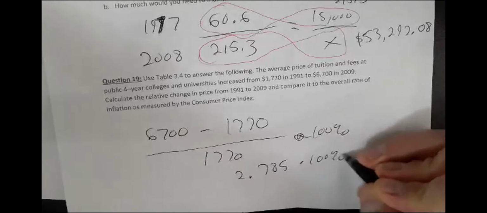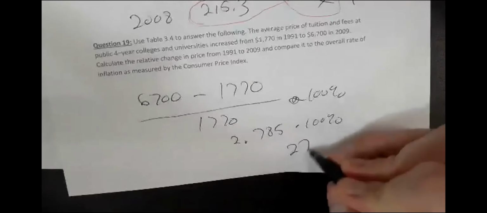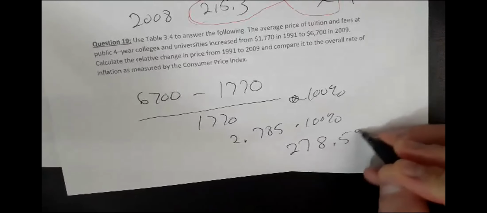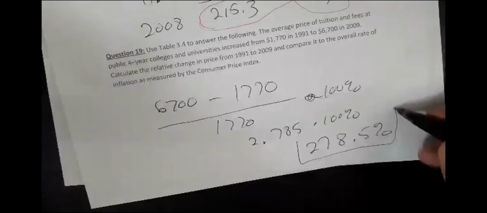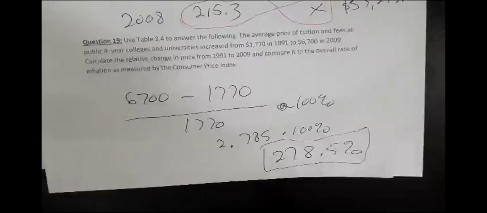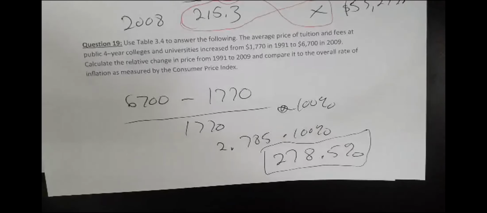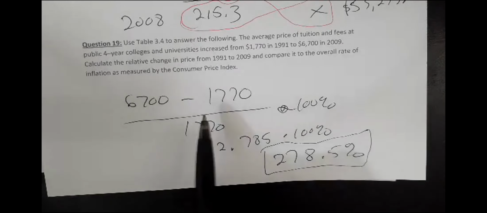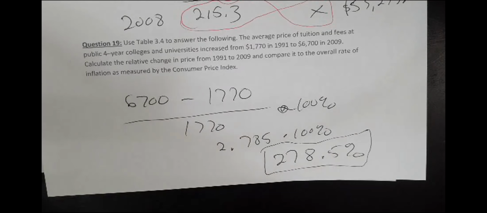And I want to convert that to a percentage still. This is 278.5%. So almost a 300% increase in price. Which makes sense if it's going from 2,000 to 6,000. It's about 3 times the amount.